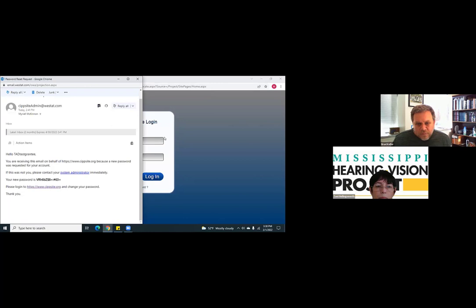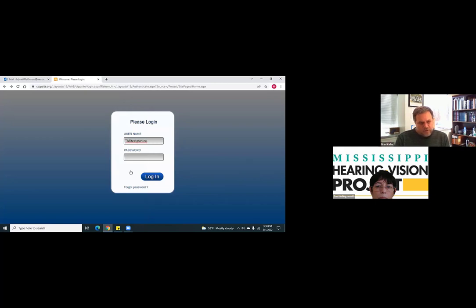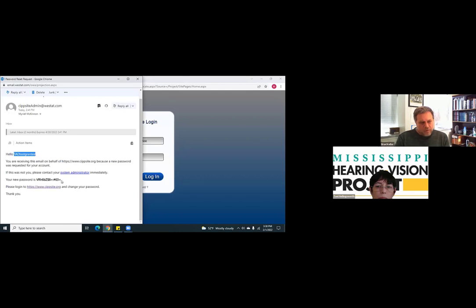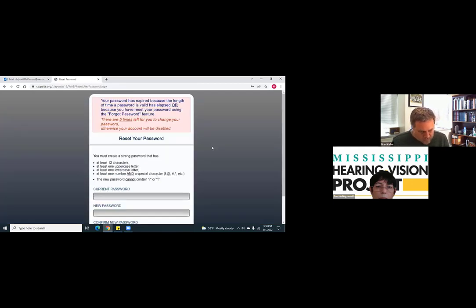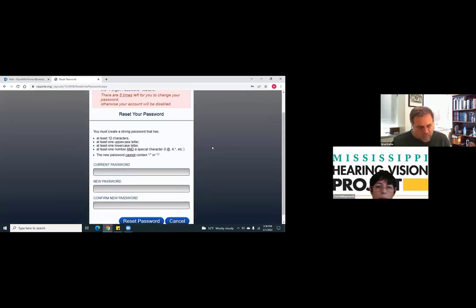So again, you're going to use your username, and that's your email. And then for the initial login, the password you're going to use is the password that is provided in the email that is sent to you from doing that forgot password function. And then you'll press login. And that will take you to a page where you're actually prompted to create your own unique password, and you'll have to take the criteria here into consideration.